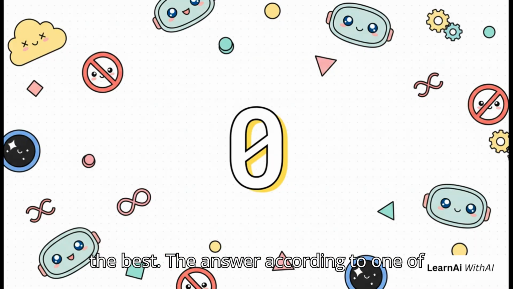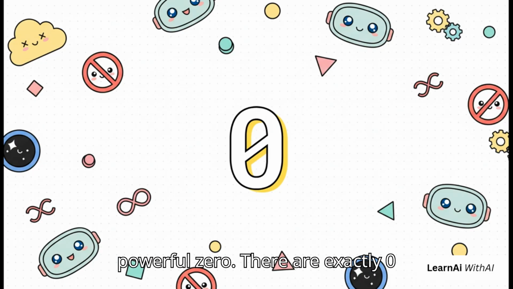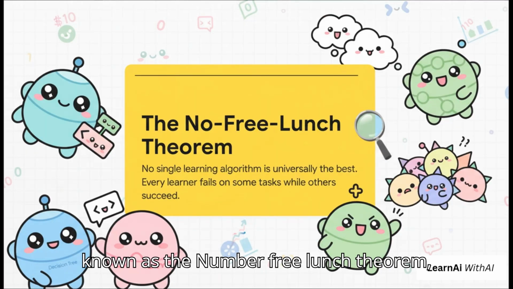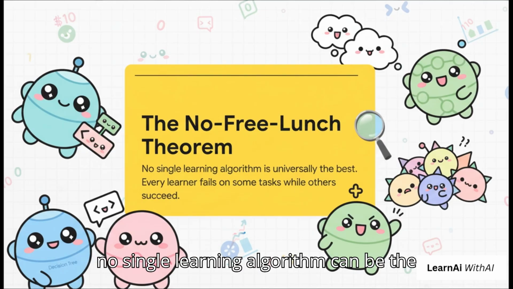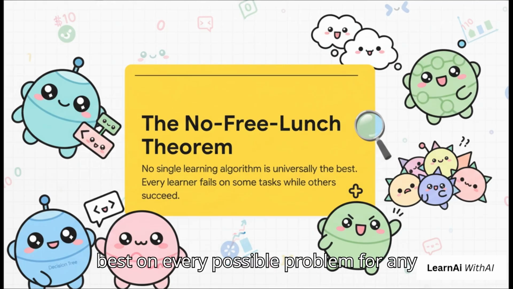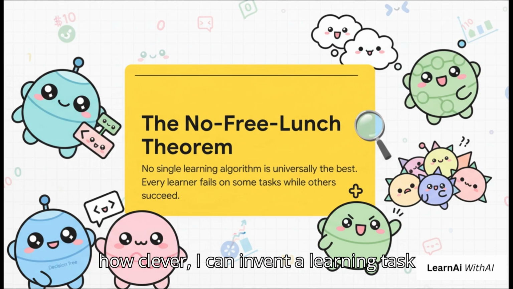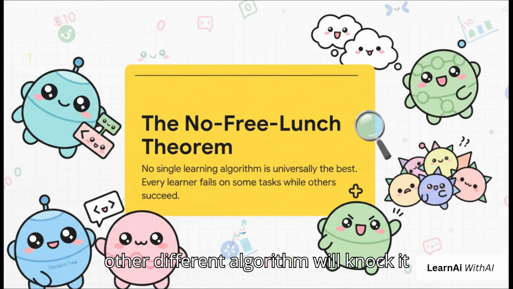The answer, according to one of the most foundational theorems in machine learning, is a simple, stark, and powerful zero. There are exactly 0 algorithms like that. This is famously known as the no free lunch theorem, and what it proves, mathematically, is that no single learning algorithm can be the best on every possible problem. For any algorithm you can come up with, no matter how clever, I can invent a learning task where it will fail completely, while some other different algorithm will knock it out of the park.